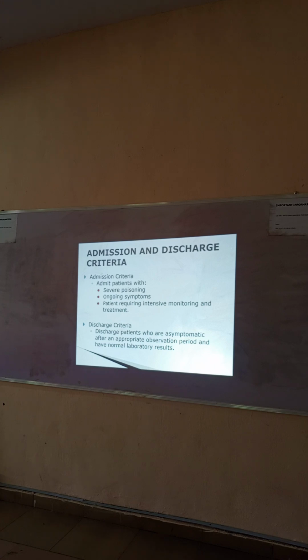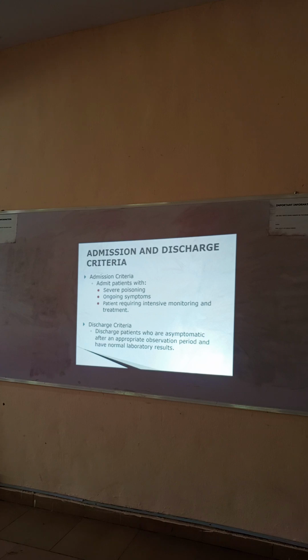So I'll be taking the admission and discharge criteria for management of poison patients. The admission criteria: you admit patients with severe poisoning. If there is severe poisoning, you must admit the patient. If there are ongoing symptoms, if the symptoms are still present in the patient, you also admit the patient. And patients requiring intensive monitoring and treatment, that is, patients that are severely poisoned and have ongoing symptoms, are the ones that require intensive monitoring and treatment.